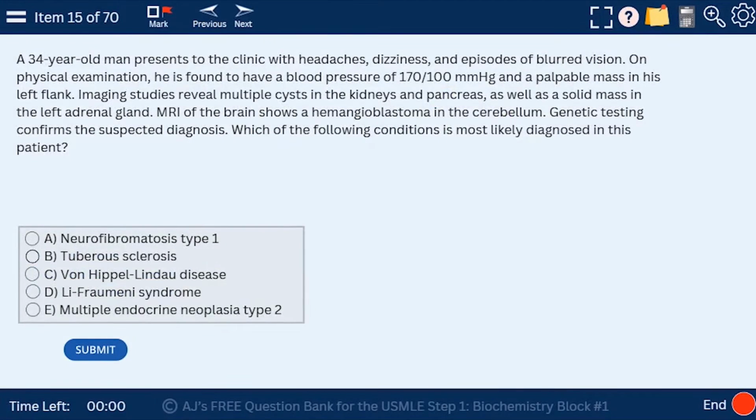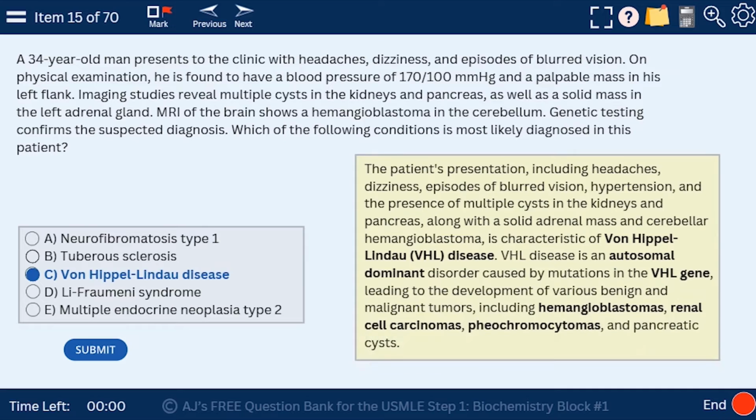Question 15. Here we have a 34-year-old man with headaches, dizziness, and blurry vision due to his hypertension, and there's a solid mass in the left adrenal gland, and he has a hemangioblastoma. And we do genetic testing, which confirms the diagnosis. So this is a genetic disease. Well, let's see. Hemangioblastoma and something in the adrenal gland. This is von Hippel-Lindau disease, which you could read about over here, has hemangioblastomas, renal cell carcinomas, and pheochromocytoma. And it's on the VHL gene, and I'm pretty sure chromosome 3.